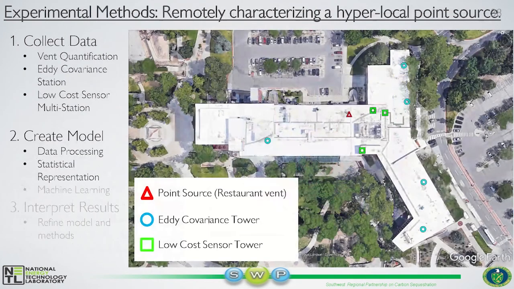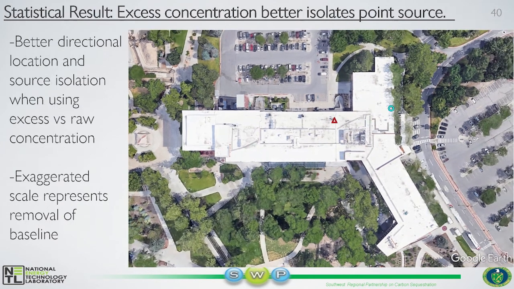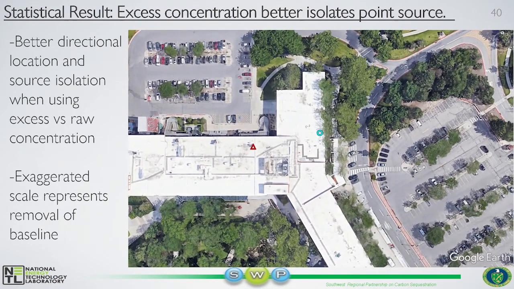Alright, let's come back up out of the statistics hole. So far, we've collected data and built a model using data processing and statistical visualizations. Let's leave machine learning for now and see what we can find out using these statistical results. We'll first focus on the tower at position 1, about 37 meters east of the vent.